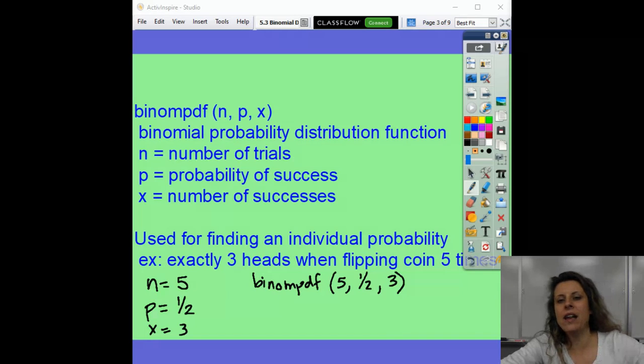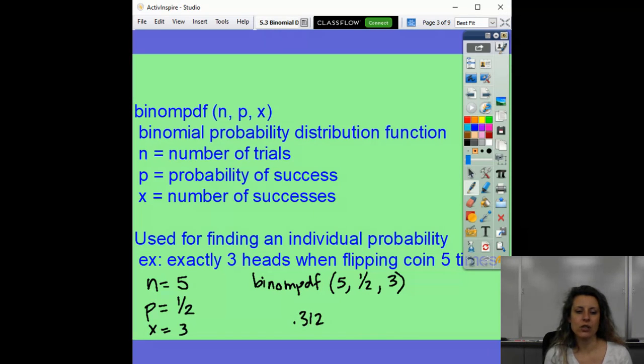Okay, let's hit enter again, and there is the probability, 0.3125. So that's the probability of tossing exactly 3 heads when we toss a coin 5 times.